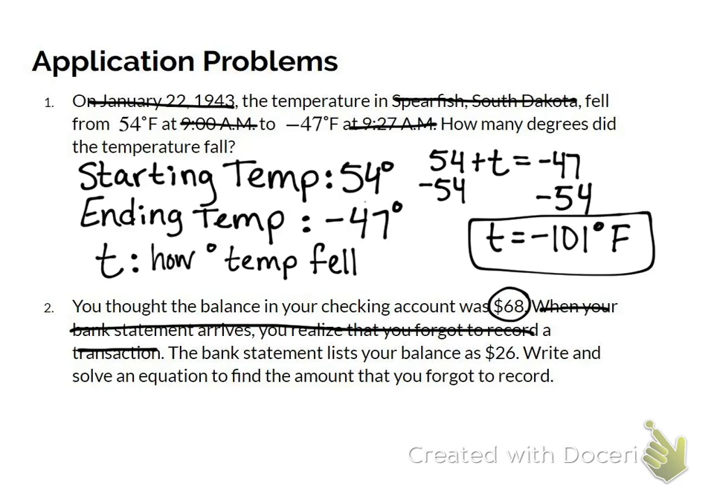The bank statement lists your balance as $26. What's important there? $26 was our actual balance. Write and solve an equation to find the amount that you forgot to record. Okay, so our balance that we thought it was, we thought we had 68, actually had 26.